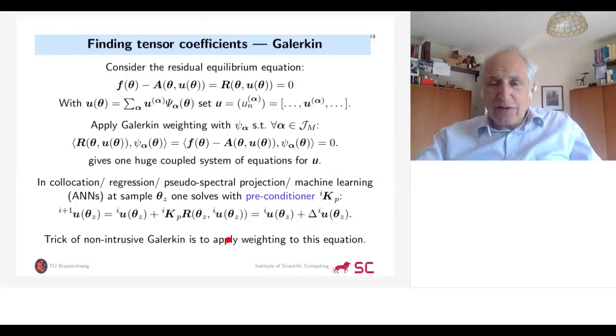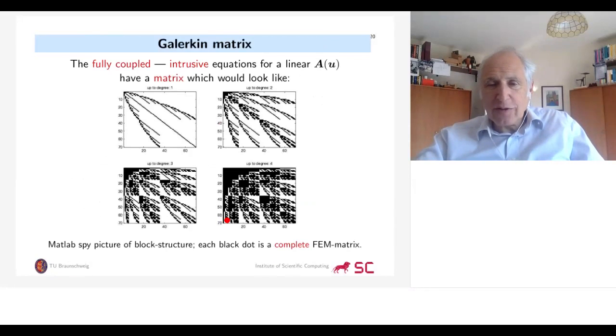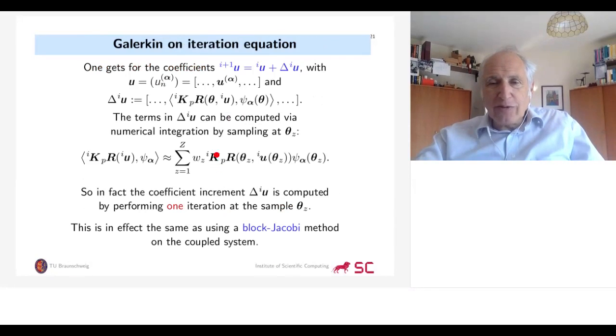And now the trick to get this non-intrusive, to not have such a huge system of equations, to solve it in a partitioned way, is to apply the weighting not to this equation, but to this one here, okay? This is a fixed point equation. Okay, let's go here. The way to do this is the following. We write this equation like this for the coefficients which we want. Okay, that's the update of the coefficients. And now I do Galerkin weighting for this equation.